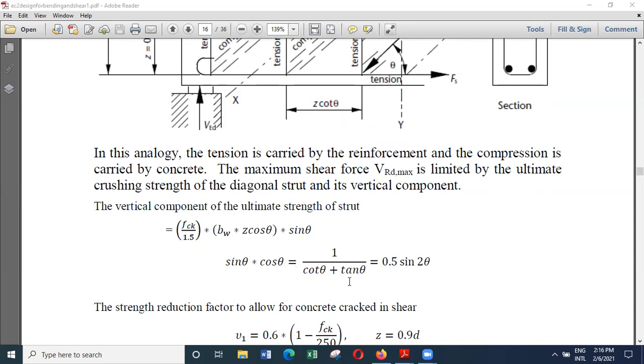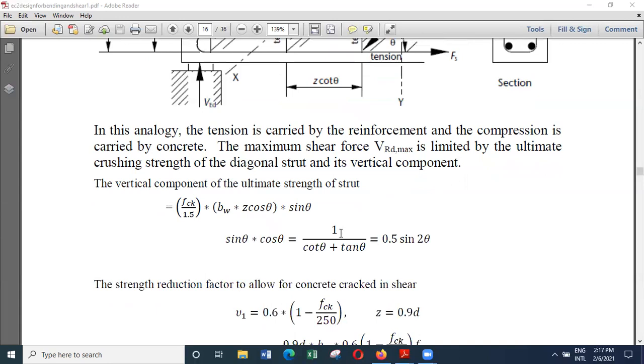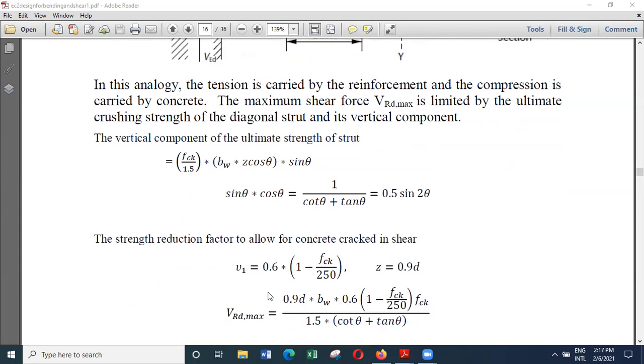So sometimes these relationships are used later. And generally in the code, you can find these. But in most of the textbooks, they prefer to use this particular form. So then when you look at this, we have not made any allowance for the fact that concrete can be cracked. So to allow for the fact that concrete can be cracked, we reduce this carrying capacity. And the reduction for the carrying capacity is given by 0.6 times an equation.